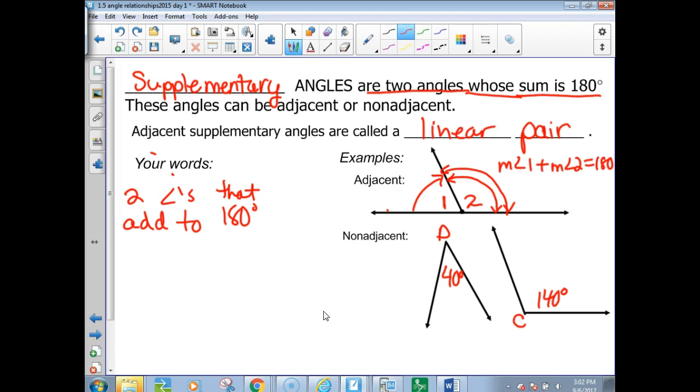I was going to add a little example of some other supplementaries. If they were congruent supplementary, they would both be 90. So if you had two angles that were 90 degrees, they would be called supplementary too. And that's the only way that two angles can be supplementary and congruent, is if they're both 90.